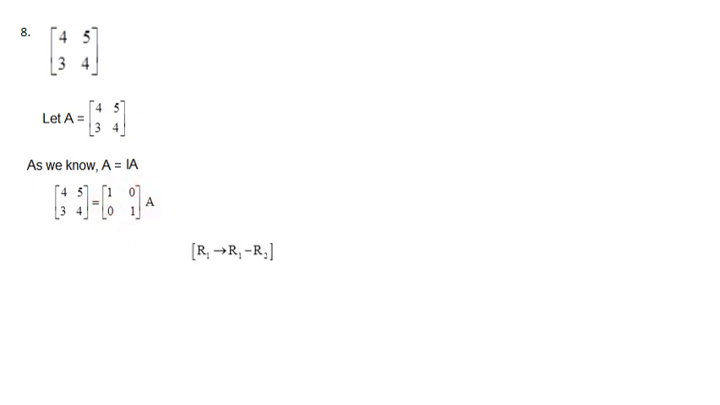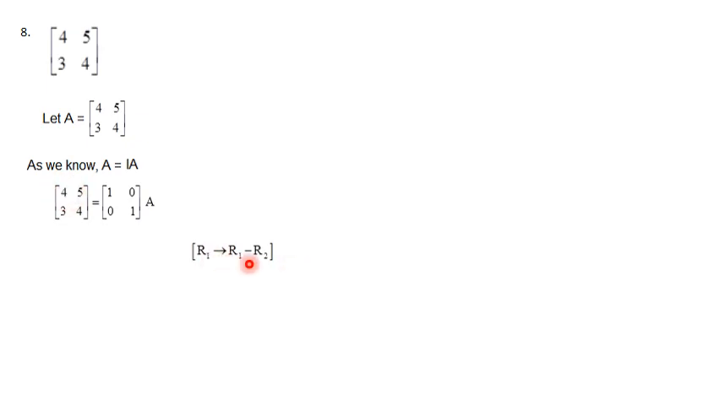Now move on to the 8th question, that is 4, 5, 3, 4. As before, we have to write the matrix as A. Write the statement A is equal to IA. Substitute the values: A, that is 4, 5, 3, 4, equal to I, the identity matrix 1, 0, 0, 1, into A. I'm going to use row operations here because it is a little bit easy. First I have to change 4 and make this 4 as 1. Simple.